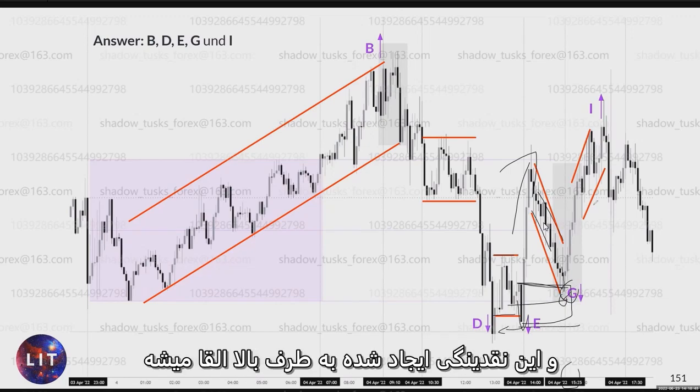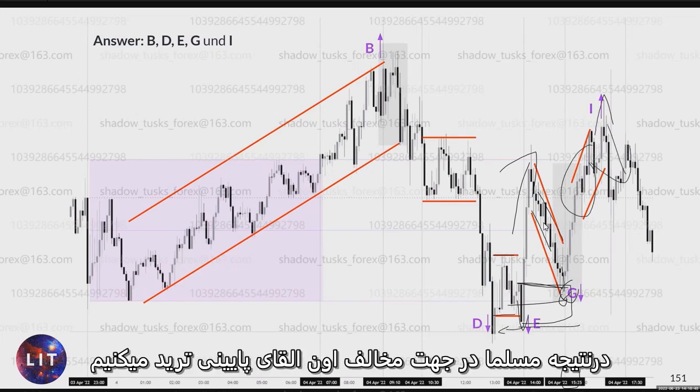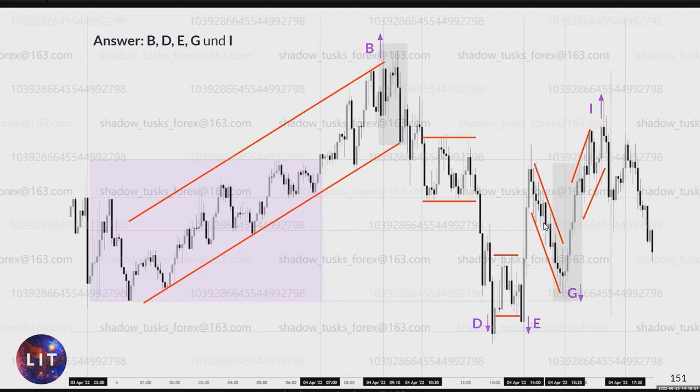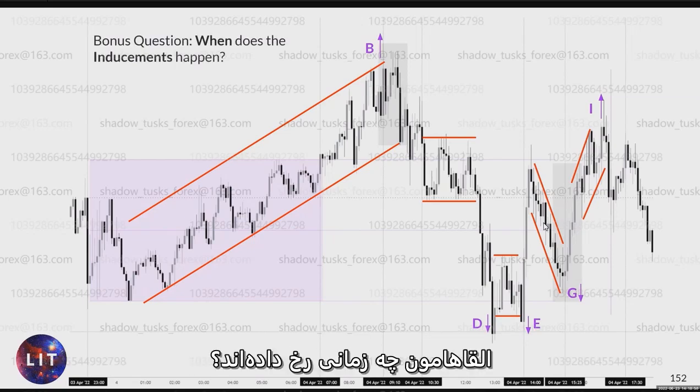And of course, this build-up gets induced to the high side. All right, so we trade obviously away from that then there. Okay, very clean. So a little bonus question for the stuff you should already know by now as well is when did the inducements happen, or does the inducements happen, right?